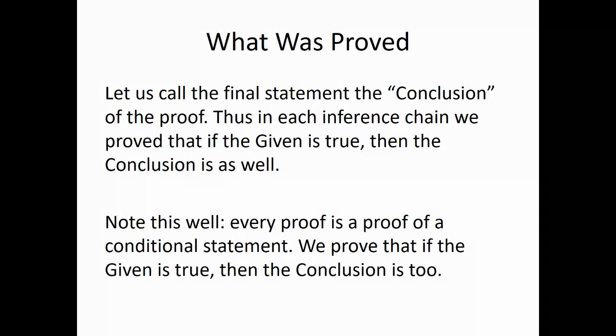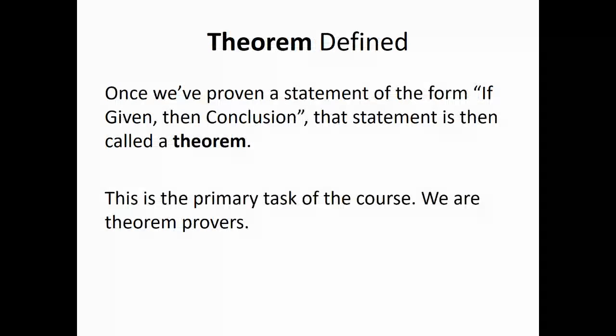So let us call that final statement the conclusion. Thus, in each of those inference chains, we prove that if the given is true, the conclusion is true as well. So perhaps you can begin to understand the importance of conditionals here. What each of those inference chains actually proved was a conditional statement. We proved that if the given is true, then the conclusion is as well. Now, here's our definition of theorem, a word that went by very quickly in the previous chapter, but now we can define precisely. Once we've proven a statement of the form if given then conclusion, we call that statement a theorem. And what we do in this class is we prove theorems. We are theorem provers. That's what mathematics really is. It's the proof of theorems.